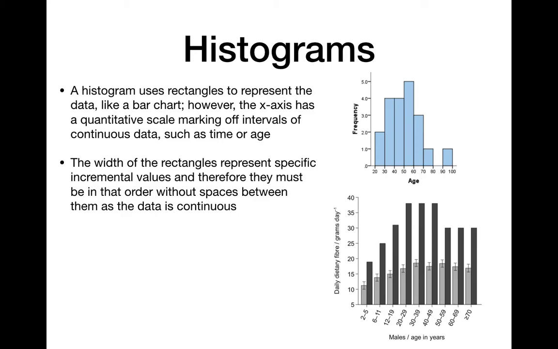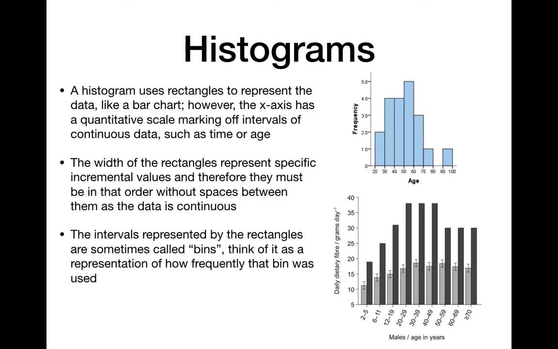Okay, now the width of the rectangles is an incremental value. So this is incremental of 10 years, each one here. These are also 10-year increments, and they have to be in that particular order. We have to show this continuous. You can't put the 60, 70-year-old bin over here between the 30 and 40. It's not going to make sense. You have to put it in the right order based on the sequence you're choosing, based on whatever data you're showing, because the data is continuous.